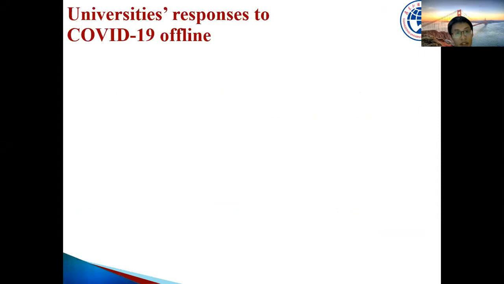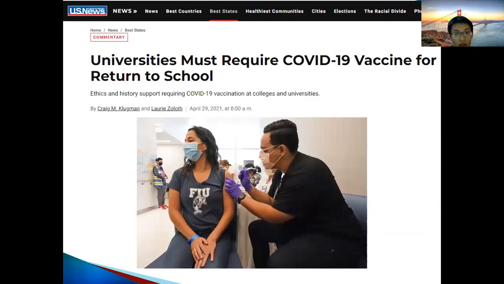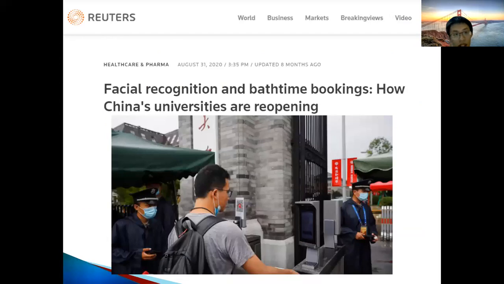When we talk about universities' responses to COVID-19 offline, we come across news like these. American universities require all of their students to get a COVID-19 vaccine before they return to school. And Chinese universities demand facial recognition and part-time bookings as measures for their reopening.